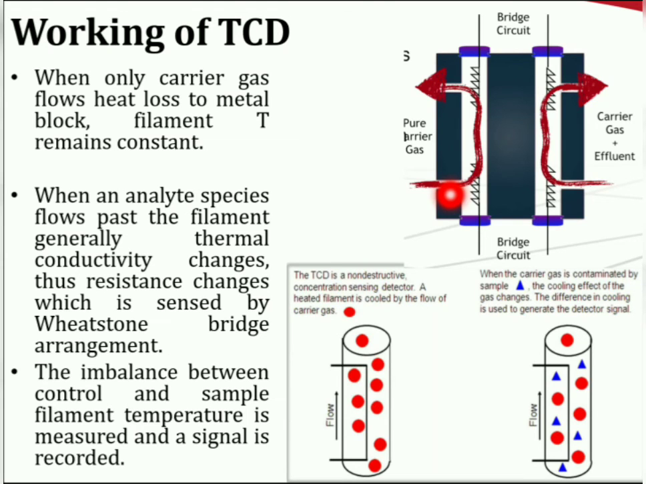Working of thermal conductivity detector. When only carrier gas flows, heat loss to the metal block is constant, and that's why the filament temperature remains constant. But when an analyte species flows past the filament, the thermal conductivity changes, thus resistance changes, which is sensed by the Wheatstone bridge arrangement. The imbalance between control and sample filament temperature is measured and a signal is recorded.